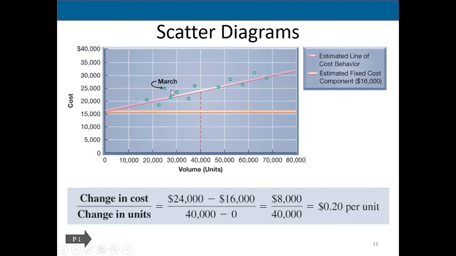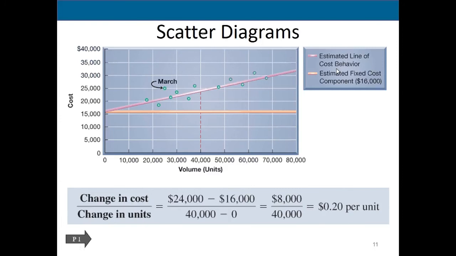So we're supposed to put these green dots on here. We don't have the purple line and the orange line yet. We put all these green dots on here. And then we're supposed to hold a ruler up. And we're supposed to try to get that ruler about halfway between all the dots so that we have about the same number of dots on the top as we have on the bottom. Does that even make any sense? And then we're going to take a pencil and we're going to draw a line along the ruler, and we're going to call that our estimated line of cost behavior.